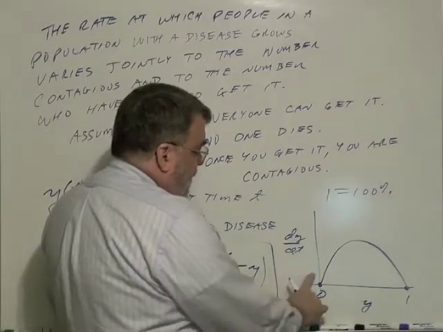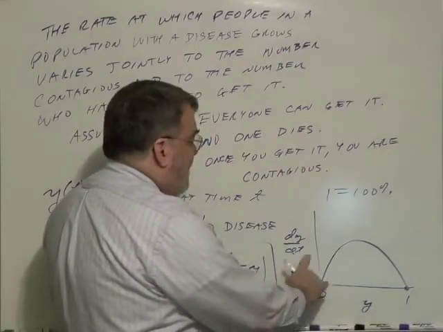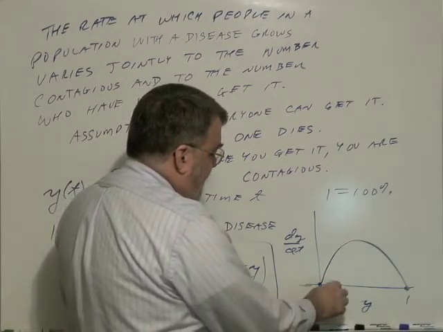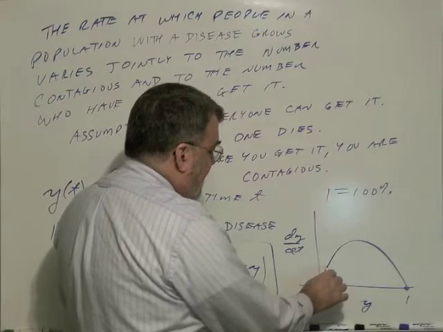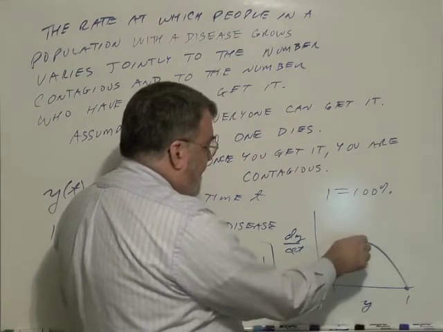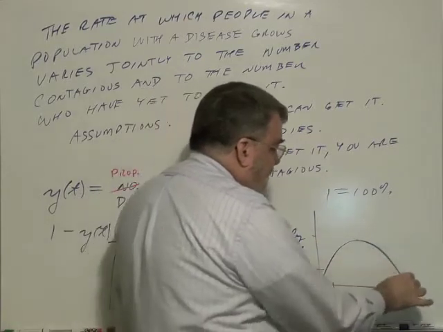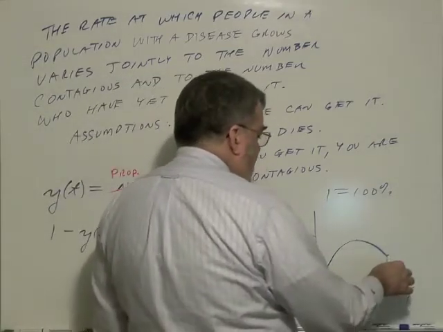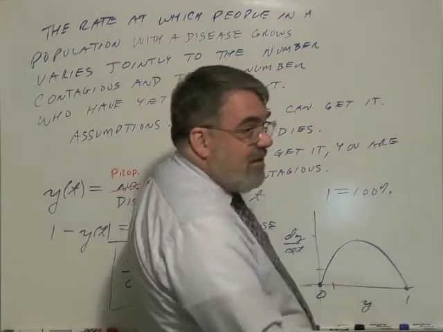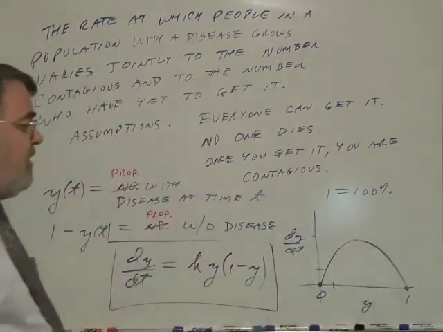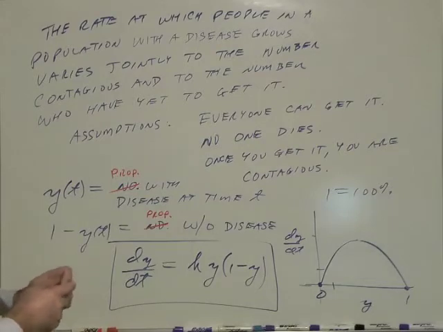Down here is a low rate at which people are getting disease because there are very few people who have it. So let's say 10% of the population have the disease, then that's how fast it's spreading. At some point, it maxes out and then starts to diminish, because eventually there are fewer people left to get the disease, and so the rate of growth drops down. But at some point, it's going to peak out at the fastest rate of growth. So I hope that made some sense.